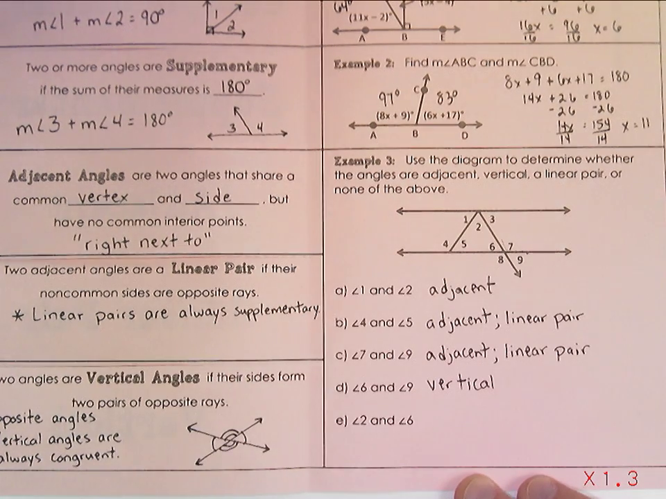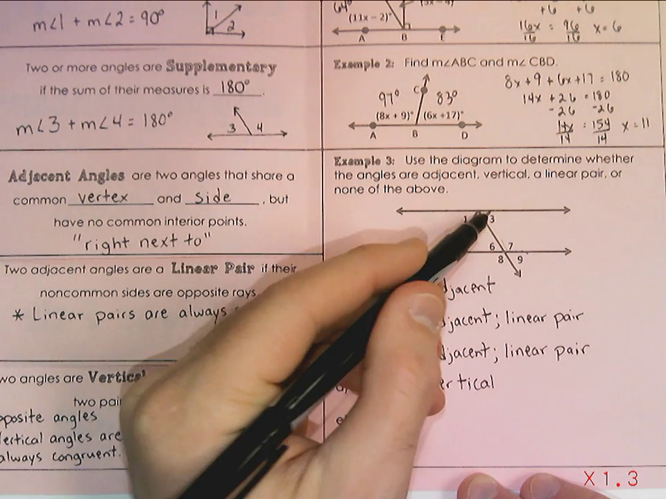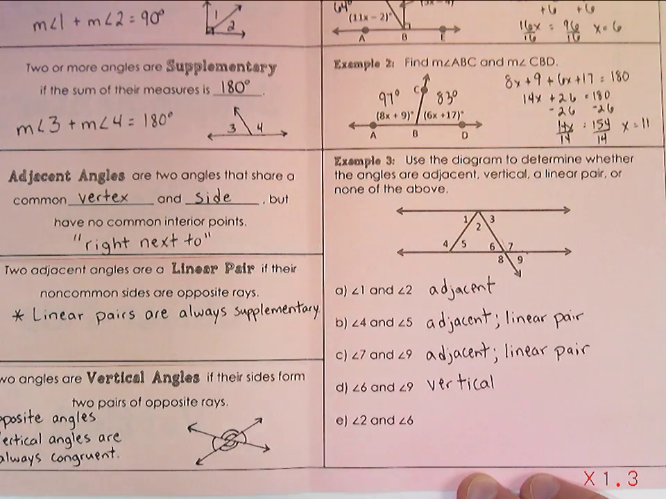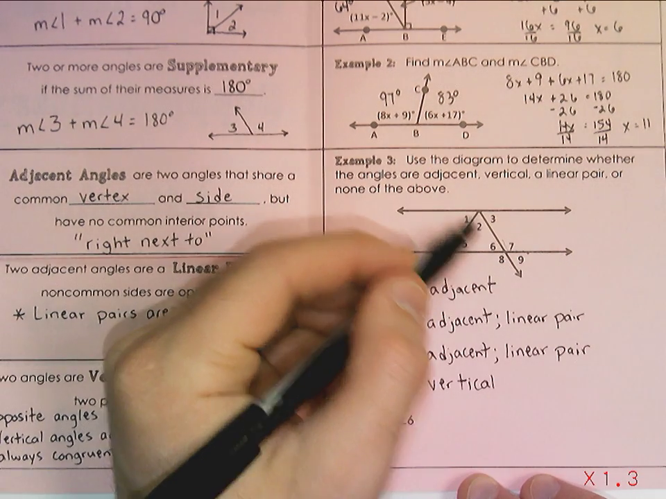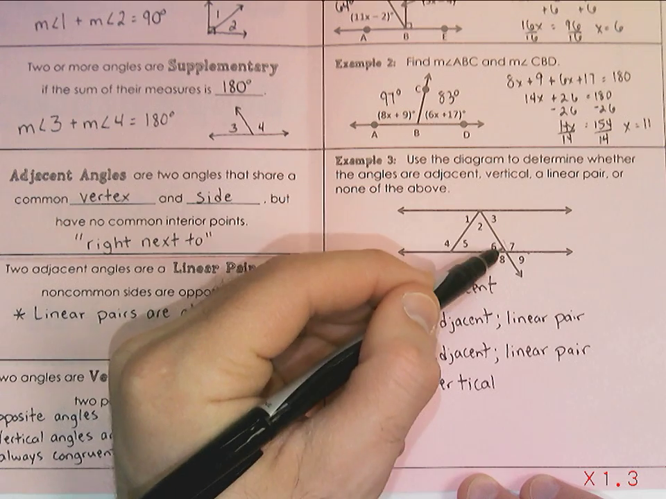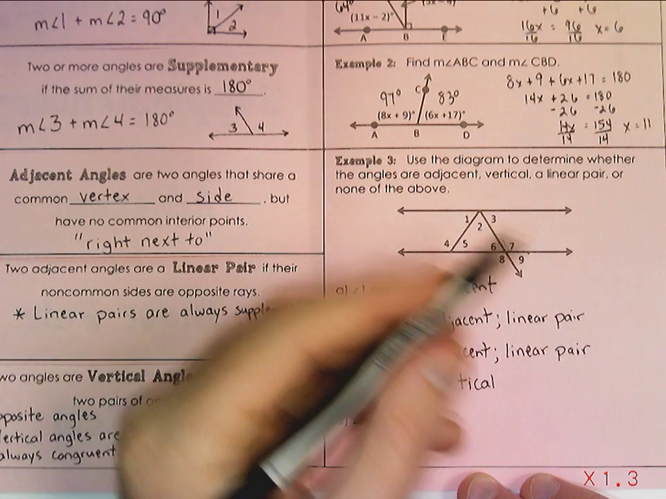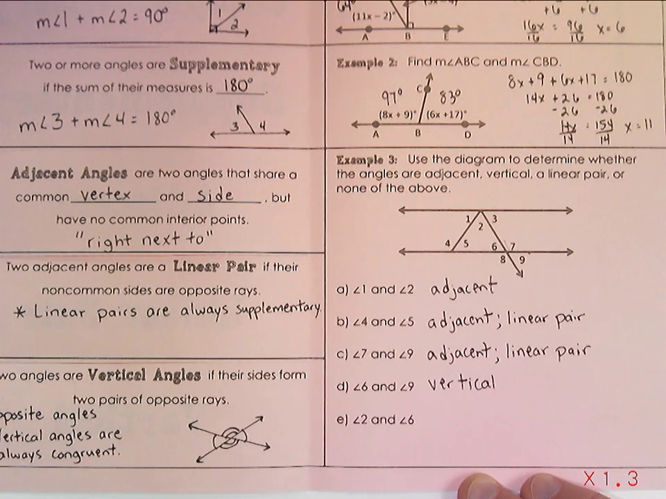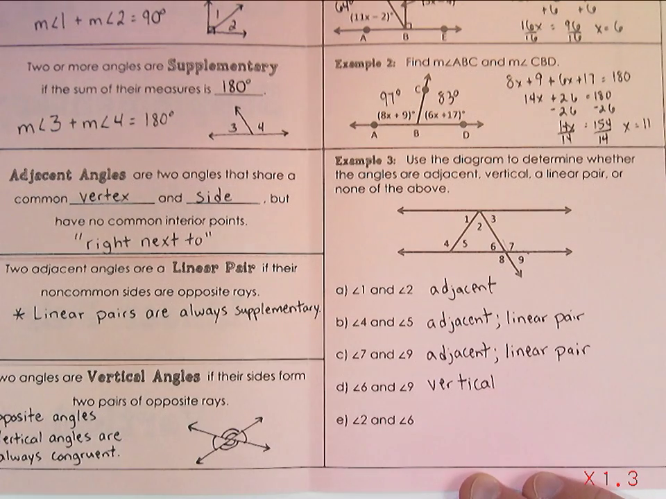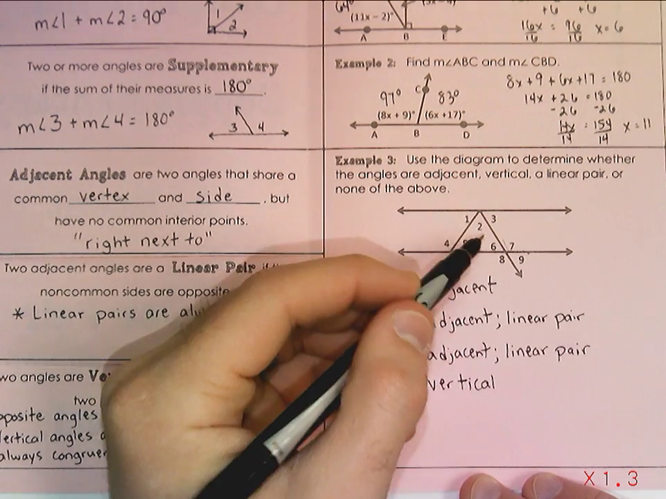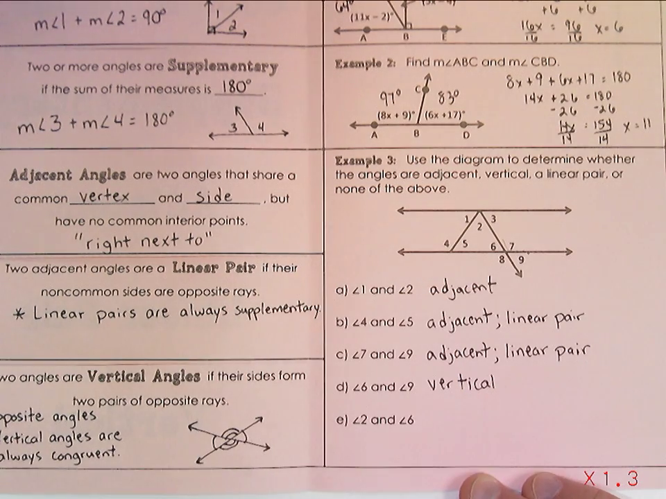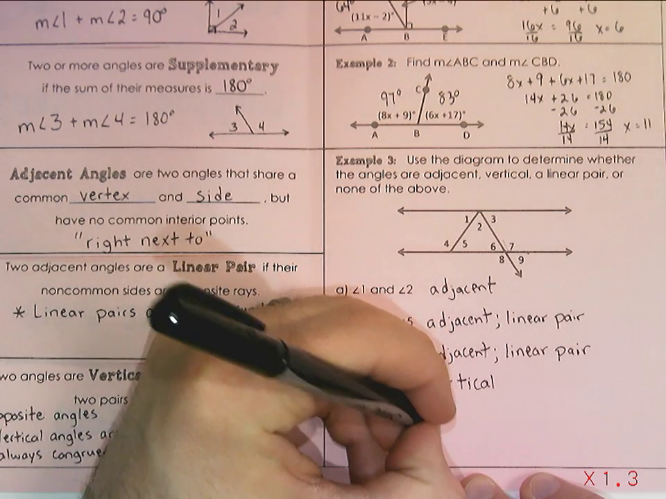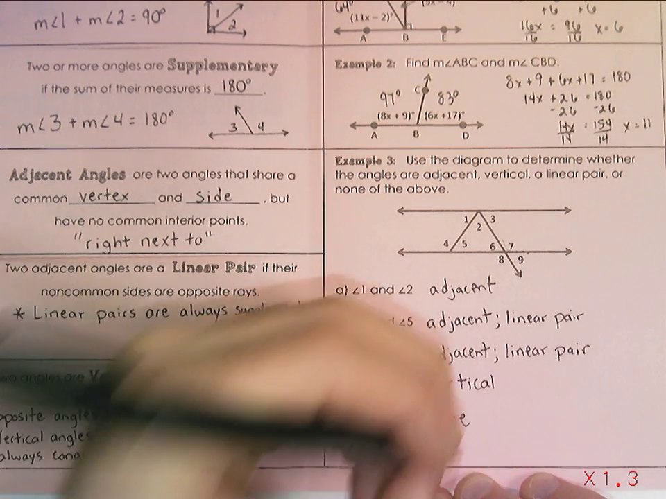Well, those don't have any relationship at all because they wouldn't form a 90-degree angle together. They wouldn't form a 180-degree angle together. They're not right next to each other because they share this side. They wouldn't form a 180-degree line, so they're not forming that. They're not vertical because they're not opposite of each other like 6 and 9, 7 and 8. Those are the only vertical angles here. So there is no relationship here. None, we'll just put.